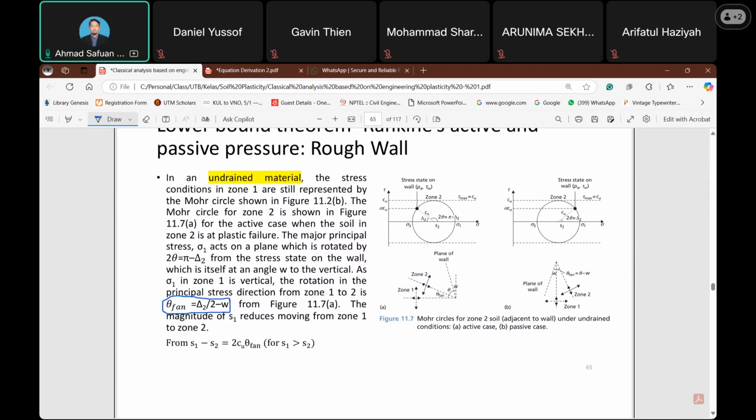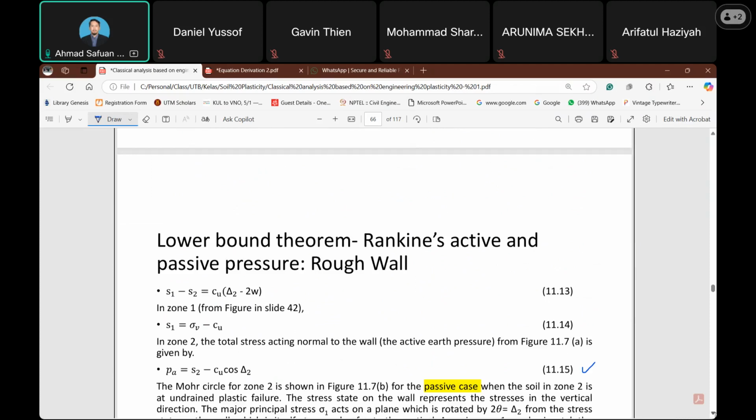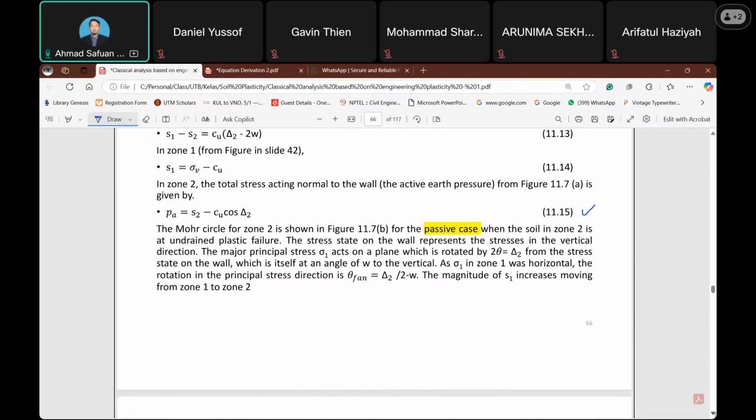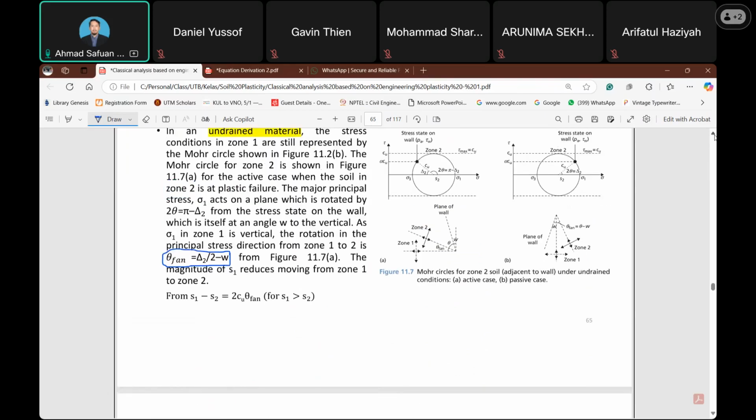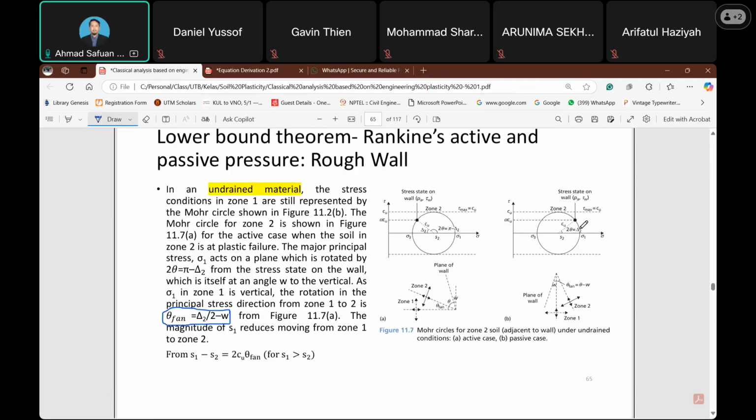So for the passive part, the wall represents the stress in the vertical direction. The major principal stress sigma 1 acts on the planes which are rotated by 2 theta equal to delta 2, because for the passive case, the horizontal effective stress is considered as sigma 1.